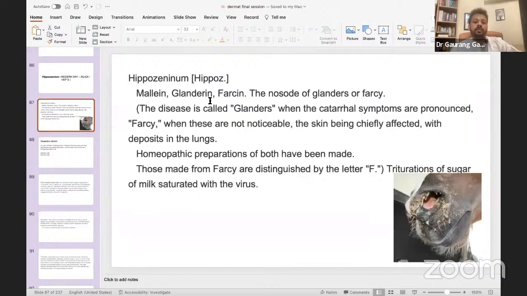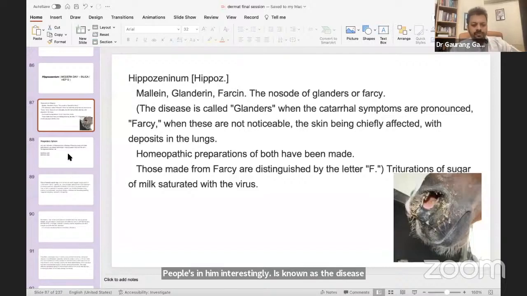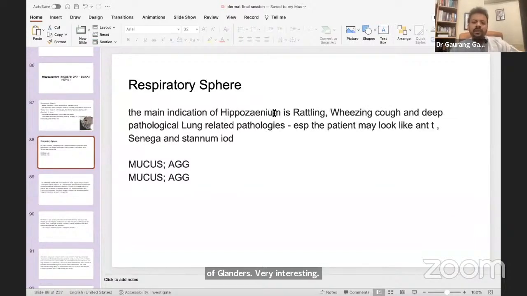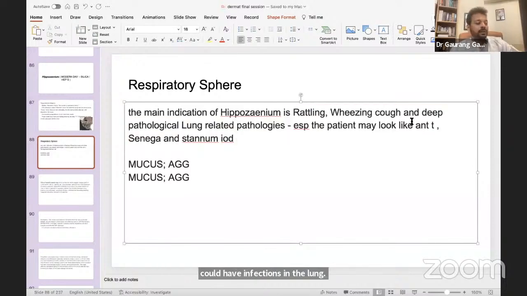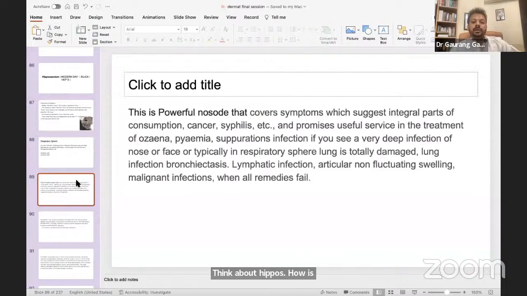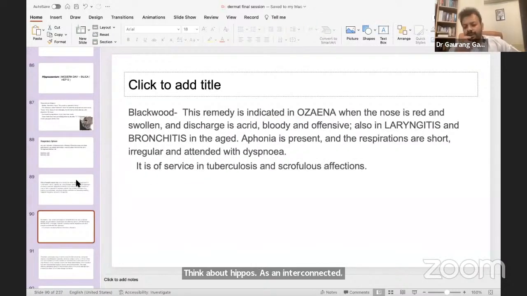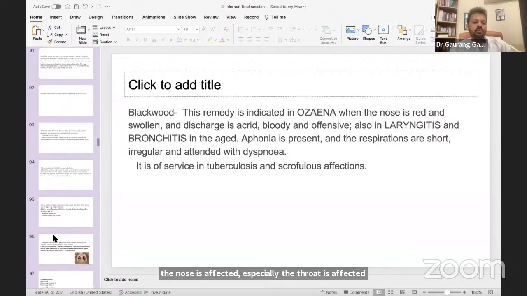Hippozaninum, interestingly, is known as the disease of glanders. Very interesting. The main thing about Hippozaninum is that very often they could have infections in the lung. That's why when you think about remedies like Antimonium tartaricum, when you think about remedies like Silica, Stannum metallicum, think about Hippozaninum as an intercurrent remedy. And especially the lymph gland is affected, especially the nose, the throat, the skin. It's a huge remedy for the nose.